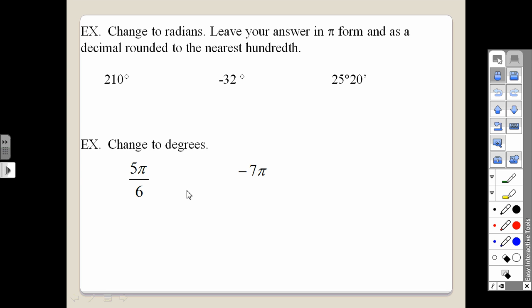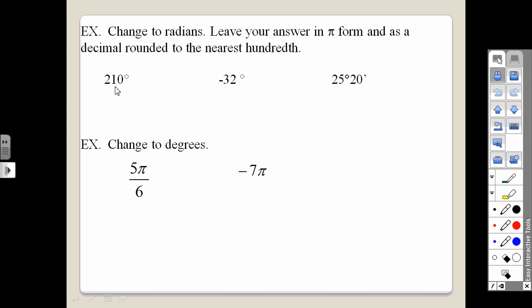All right, so we're going to have 2 different types of problems. One where they give you the degrees and you need to convert it into radians, and the other where they give you the radians and you need to convert it into degrees. So let's start up here. It says change to radians and to leave your answer in pi form and as a decimal rounded to the nearest hundredth. So we're going to have our answer in 2 different formats for the radians.